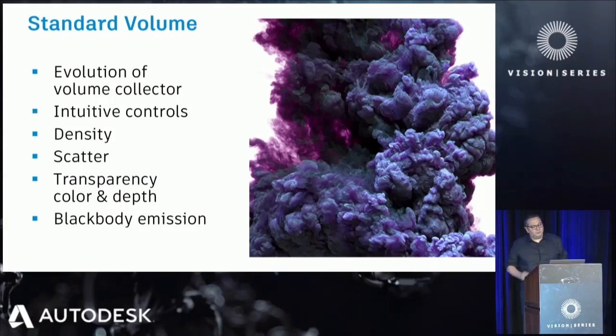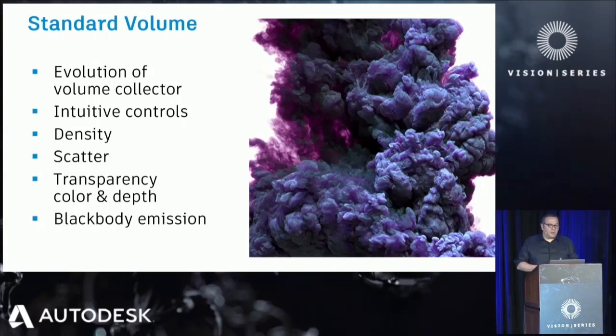Standard volume. The two previous ones were a complete rewrite, but this one was more an evolution of the volume collector, which worked really well in Arnold 4. We just wanted to have more intuitive controls, especially regarding density. You can still control the density with density, but for large-scale scenes, density is not really practical because you end up having a very small density, and it's difficult to dial in just in the UI of the DCCs. Sometimes you don't have enough precision. So you can also have a transparency depth, and that's easier to tweak.